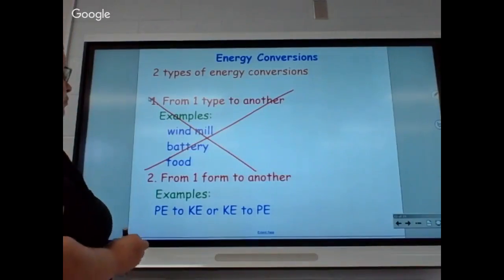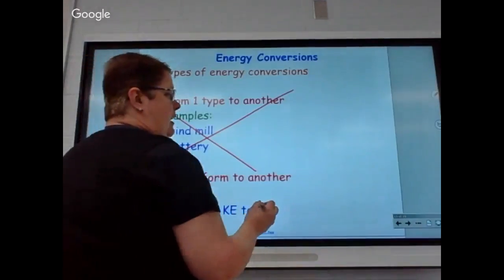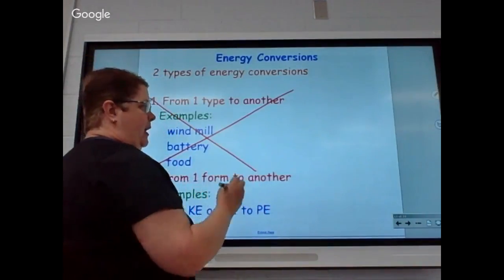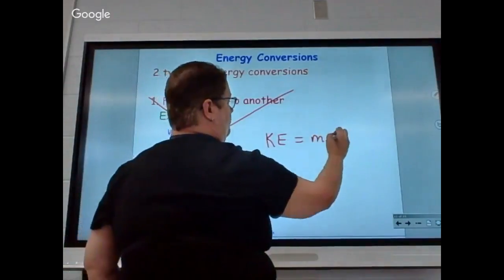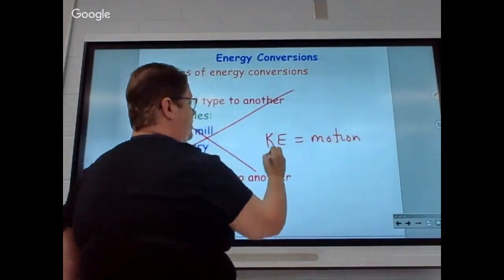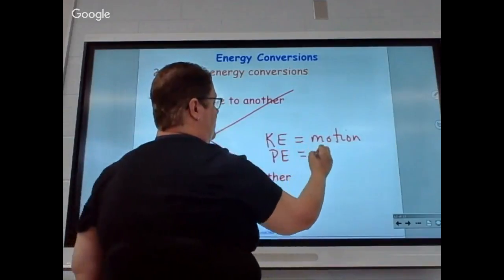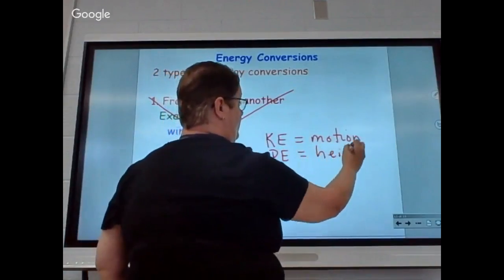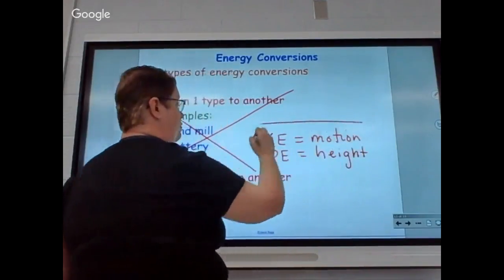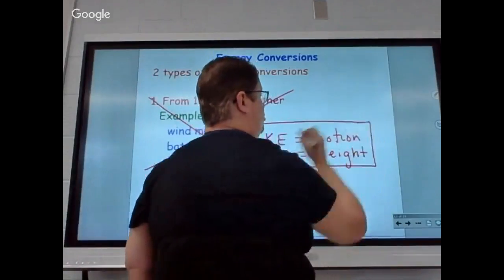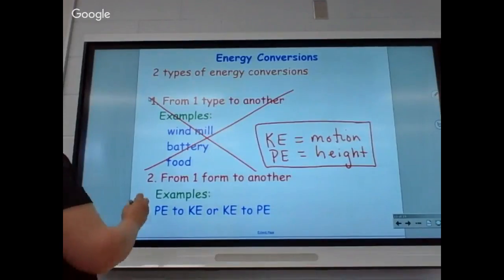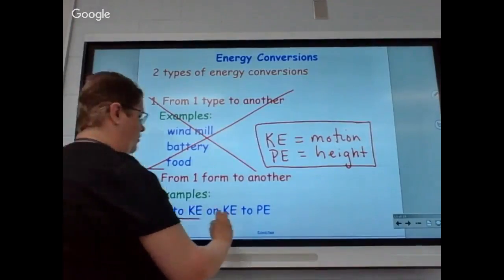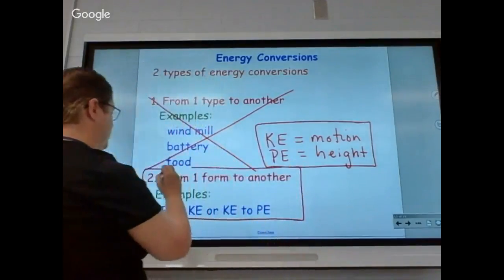So what did we say kinetic energy was on Monday? Kinetic energy is motion. Potential energy is height. I want you to keep those two things straight in your mind. Kinetic energy is motion. Potential energy is height. Okay? So we're going to do this, and we're going to look at some pictures.